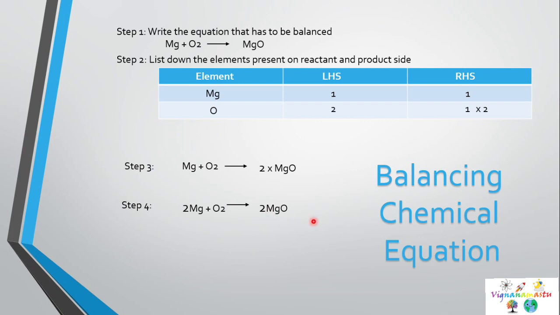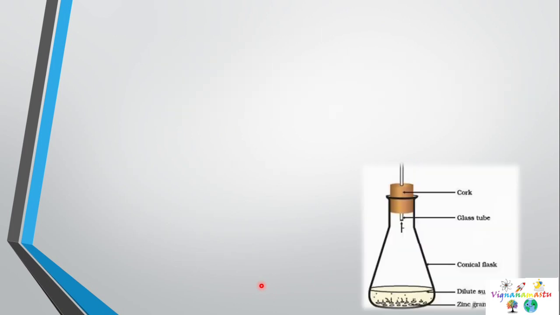Now both the elements are balanced, but it is still incomplete because you have to write down the symbols of its physical states. Magnesium ribbon was in solid state. It reacts with oxygen in the gaseous state to give magnesium oxide, the powdered substance you get in the end. That's also solid. So this is a balanced chemical equation.